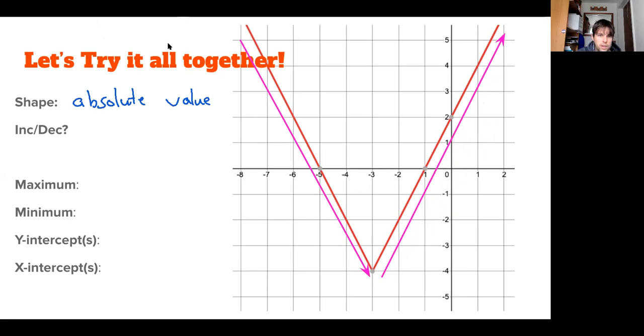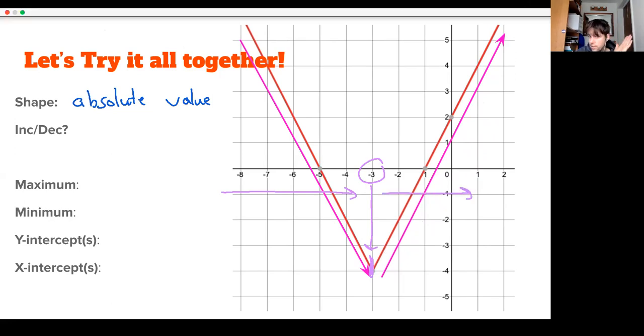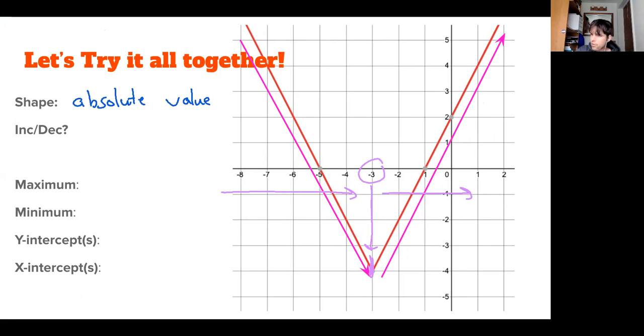So let's talk about that. It decreases until right here at -3. That's when it stops decreasing, right? All the way up until -3, it's decreasing, decreasing, decreasing. And now as we move on past -3, it starts increasing, increasing, increasing. We talk about it in terms of the x-axis because we're reading it from the left side over to the right side. So just make sure you're aware that you are reading it in that way.